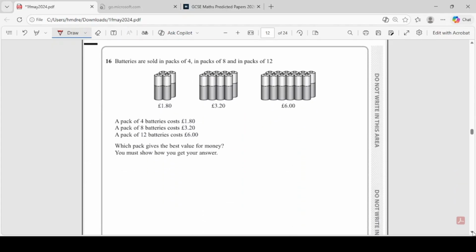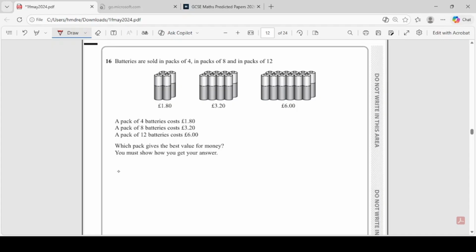Question 16. Batteries are sold in packs of 4, in packs of 8, and in packs of 12. A pack of 4 batteries costs £1.80, a pack of 8 batteries costs £3.20, and a pack of 12 batteries costs £6. Which pack gives the best value for money? You must show how you get your answer. So when you're working with products like this, if you're trying to find what is the best value for money, what you want to try and find is what is the cost of just one battery in each of these.